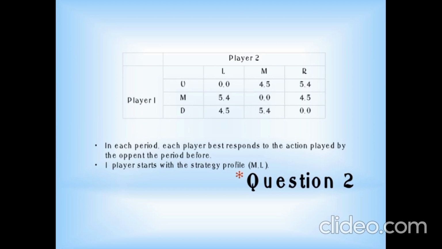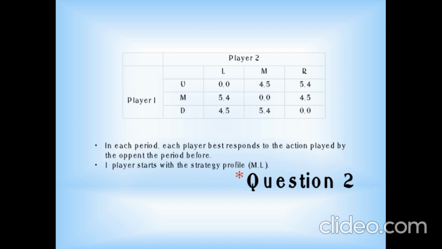Thank you, Sandhya. Now I am going to give the answer for question number 2. According to the second question, you can see there are player 1 and player 2. Each player has strategies. Player 1: up, middle and down. Player 2: left, middle and right. In each period, each player will respond to the actions played by the opponent in the period before. The payoff for each period will be as follows if player 1 starts with the strategy M and player 2 starts with the strategy L in period 1.